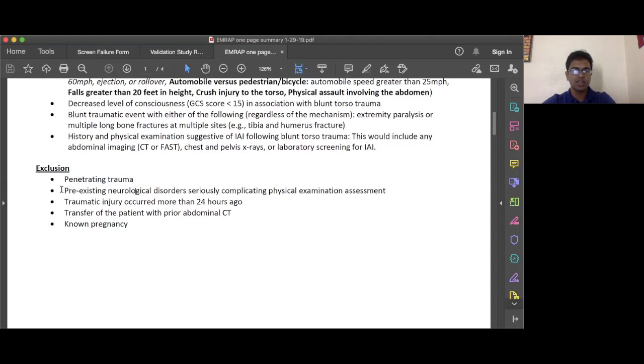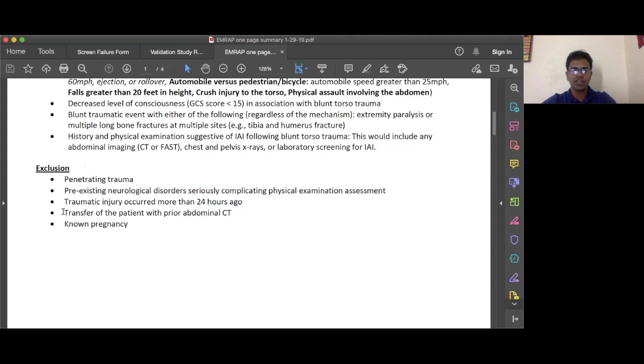Another exclusion criteria is pre-existing neurological disorder that seriously complicates physical examination assessment. The physical examination assessment is done by the attending, so this is something that we would talk with the attending about. And then the other exclusion criteria is if the traumatic injury occurred more than 24 hours ago. As for these 3 exclusion criteria, they're the same for validation overall. Differing for penetrating trauma is whether it's the head or abdomen. In this sub-study, we're specifically looking at penetrating trauma to the abdomen.